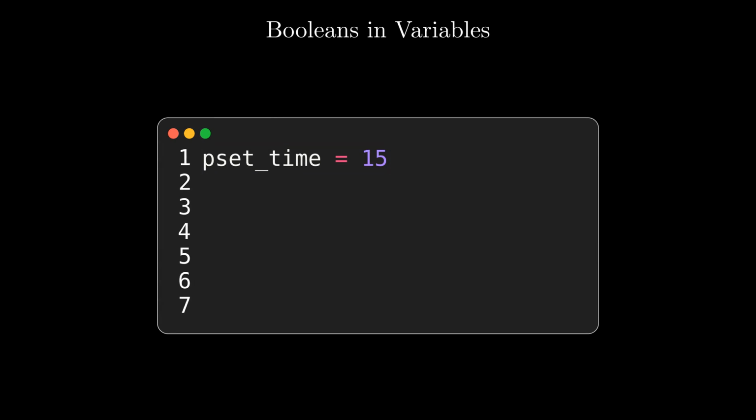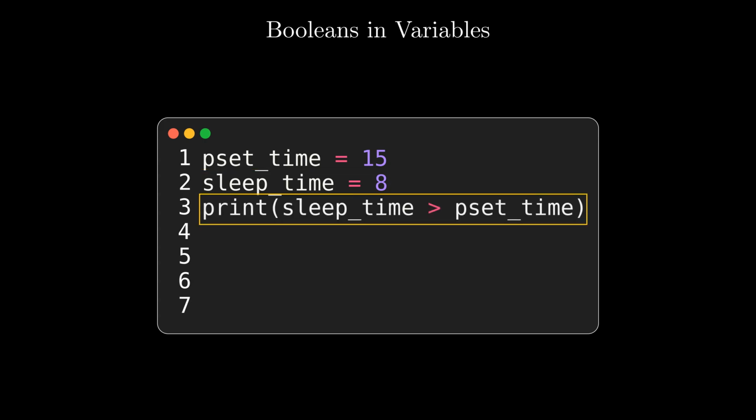Let's work an example with variables. Set time to 15, the hours a problem set takes. Set sleep_time to 8. Now print sleep_time > set_time. Python substitutes the values. Is 8 greater than 15? No, so it prints False.